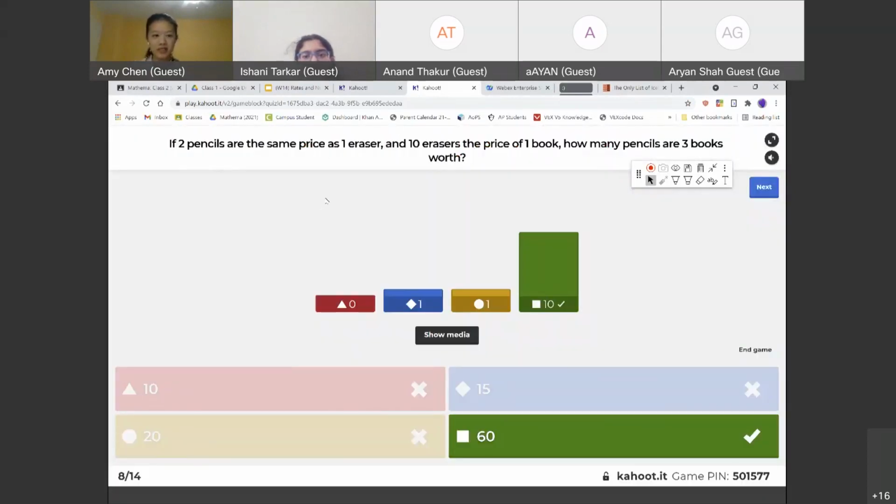Okay, so if we use the same thing like Shani said last time, how many pencils are 3 books? So let's just look at 3 books. 1 book is 10 erasers, therefore 3 books is 30 erasers. If 2 pencils are the same as 1 eraser, then 30 erasers is the same thing as 60 pencils. So the answer is 60.